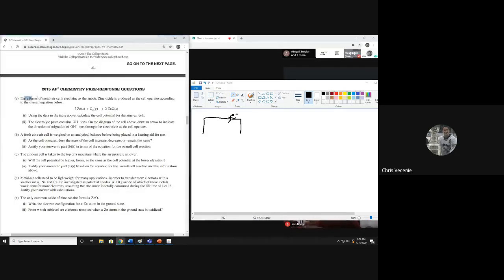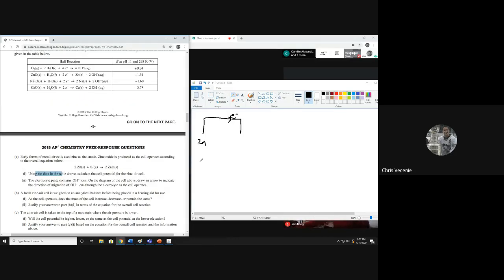But it says, early forms of the metal air cells used zinc at the anode. So we had zinc over here, and zinc oxide is produced as the cell operates according to the equation. So here's the equation. It says, using the data in the table above, calculate the cell potential. So we just did something like this.